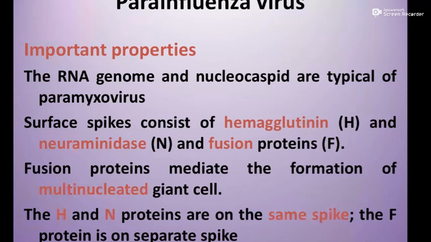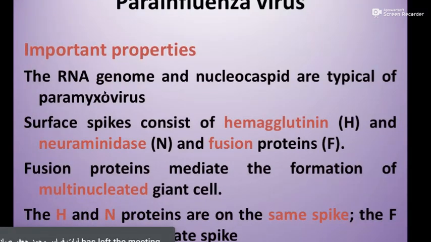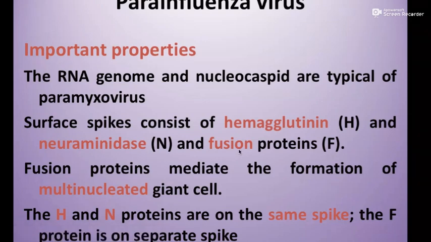Parainfluenza virus. We took influenza virus last week, and today parainfluenza virus. Properties of the virus, as we said a moment ago: RNA genome and nucleocapsid are typical of paramyxoviruses. Surface spikes contain hemagglutinin, neuraminidase, and fusion protein. The H and N are on the same spike, and it also contains the fusion protein. Fusion protein mediates formation of multinucleated giant cells.